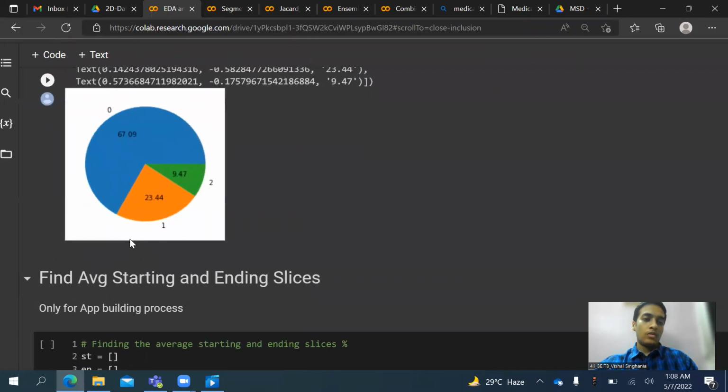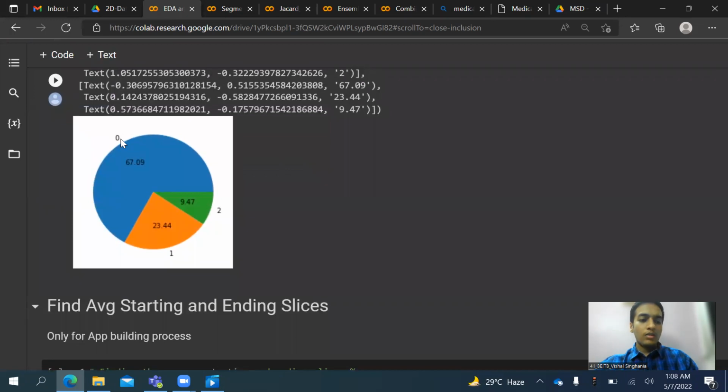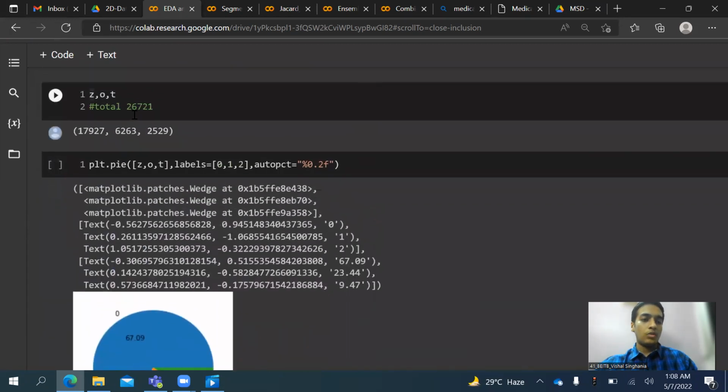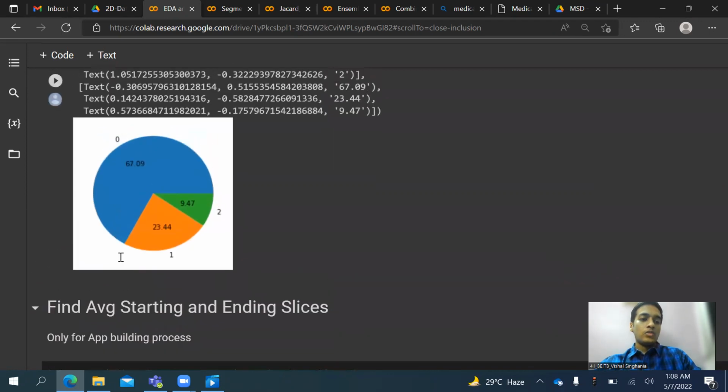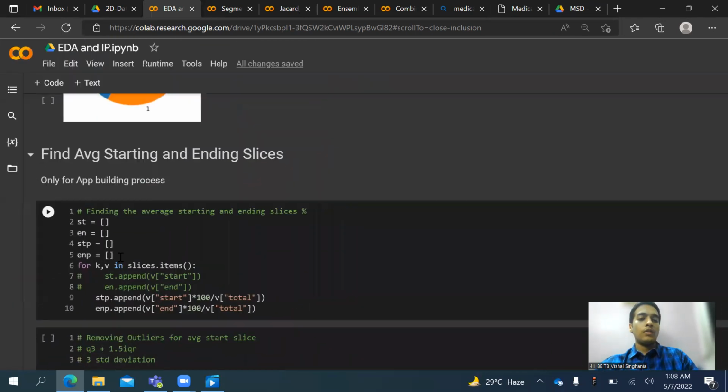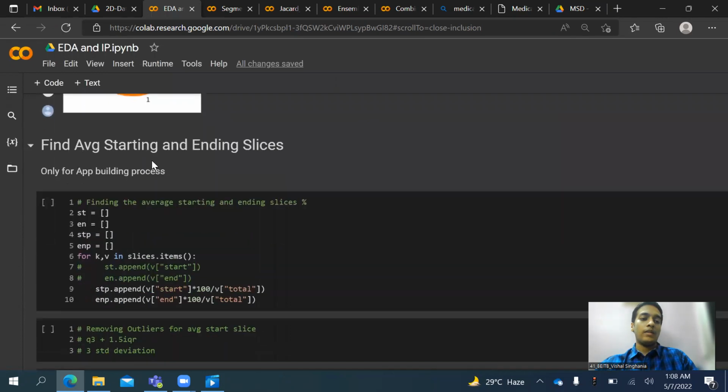The results were that the total number of 2D slices was 26,721, of shape 512 by 512. This is the distribution for the background class, the organ class, and the tumor class. The graph shows a class imbalance problem, with the minority classes making up only 33 percent of the entire data. So we had to develop our models keeping this distribution in mind.